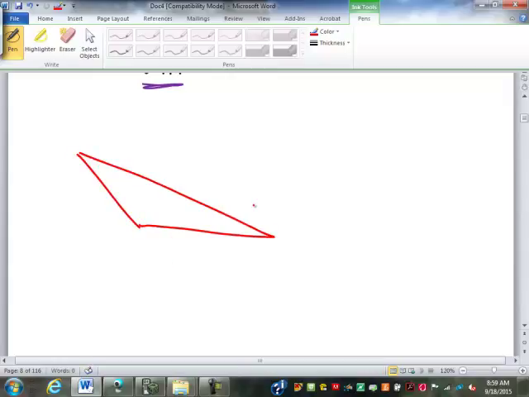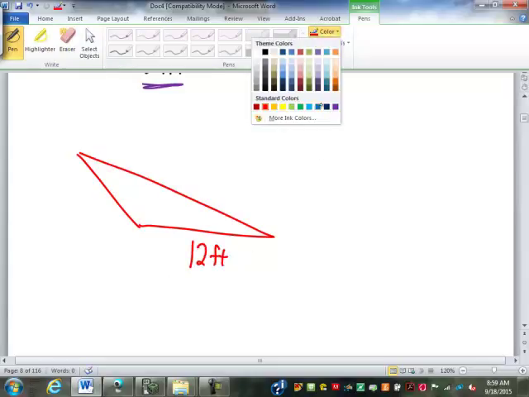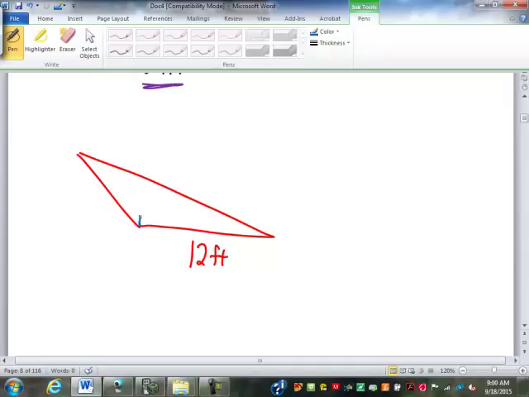Triangle like this. Let's say that's 12 feet across there. The related rectangle is actually like that. Now you might be looking at it saying, how on earth is that the related rectangle? Well, it is. It's just oriented different.